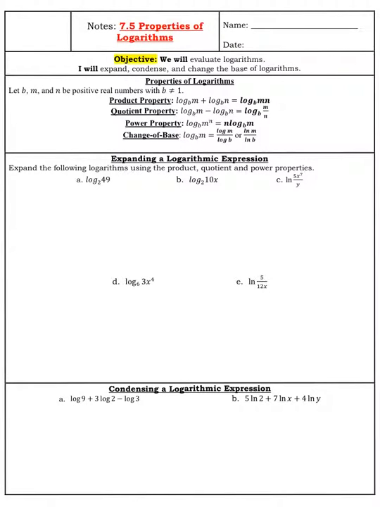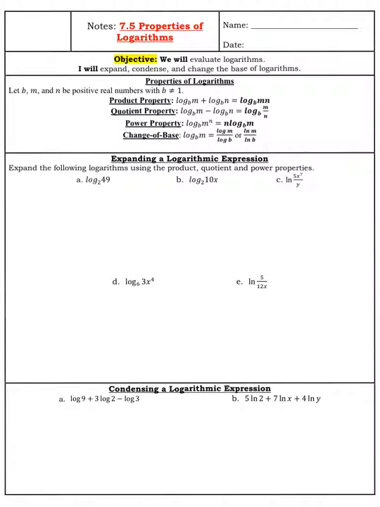Hey everyone, welcome to section 5 of chapter 7, properties of logarithms. In this video I'm going to go over these 4 properties of logarithms. That's the product property, quotient property, power property, and change of base property.